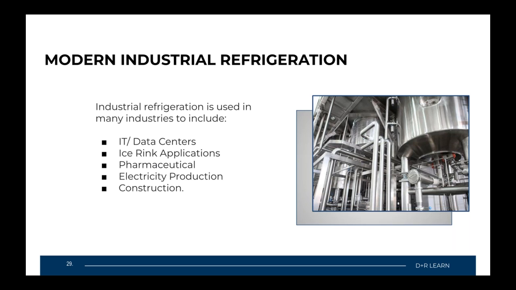So refrigeration is used in this process in order to cool the environment or the medium being used in a certain application, so that way it operates more efficiently. And you can see here some of these different industries that we use the refrigerant in on the industrial side. We have ice rinks and also construction. And we see pharmaceuticals up there besides data centers. Data centers and IT is one of the biggest areas in the industrial area. But we still have others like ice rinks and such.